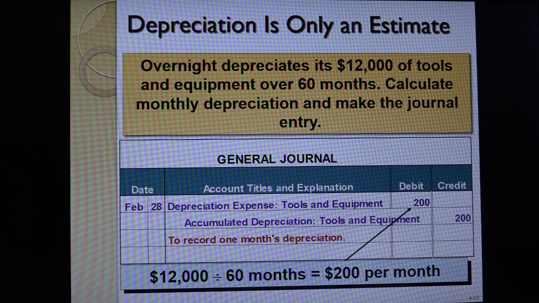So anyway, bottom line here is you would every month, in this example, depreciate the sum of 12,000 divided into 60 months, which is $200 per month.